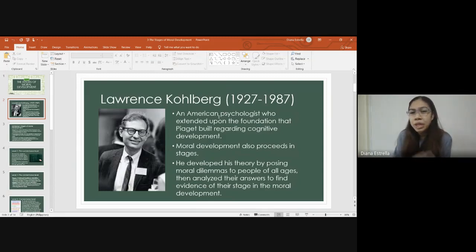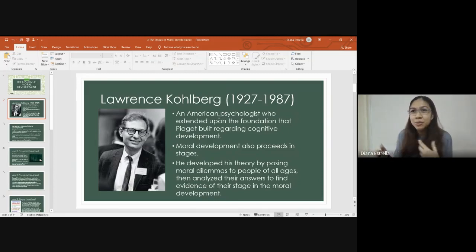So, when he posed this dilemma to various respondents, to his various subjects, iba't iba sila ng reasoning process. Kahit na parehas rin ng decision. Kunyari, yung isang tao, sabi niya, he would steal the drug. Yung isa naman, he would also steal the drug. Pero magkaiba sila ng dahilan kung bakit nila isi-steal yung drug. And yun yung importante, yun yung ine-emphasize dito sa theory ni Kohlberg. Bakit mo isi-steal yung drug? So magkaiba sila ng reasoning process.